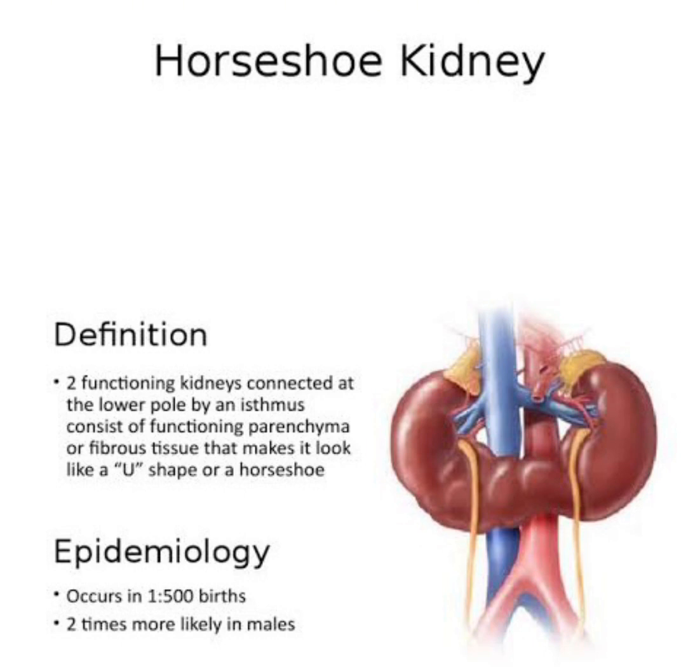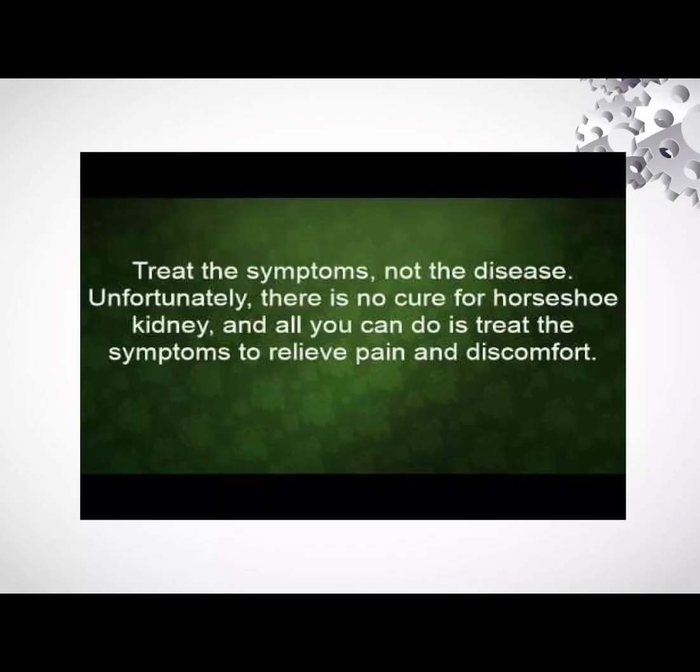So actually, there are two moieties that are connected with each other by the isthmus. Now, this isthmus may be functional or non-functioning. I mean, the isthmus by which the two moieties are connected may contain functioning tissue or may be just a band of fibrous tissue, and it takes its blood supply either from the renal artery or directly from the aorta.